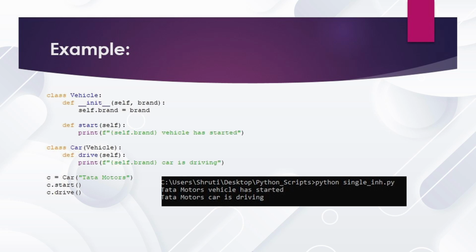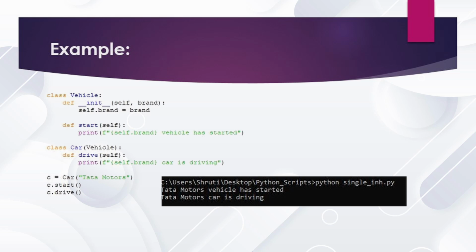This program demonstrates single inheritance in Python. The Car class inherits from the Vehicle class and reuses its constructor and method, while also defining its own method in the program. In the example, an object c of the Car class is created. Tata Motors is passed as the brand name. Because Car inherits from Vehicle, it uses the init method of Vehicle.